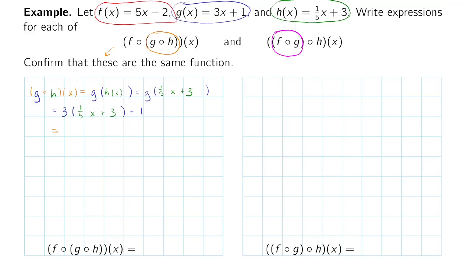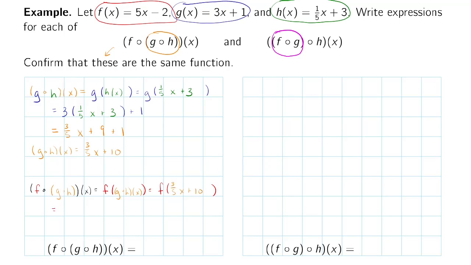And now I'm simplifying this and I'm thinking of the composed function g composed with h. So I'll distribute. 3 times 1/5 is 3/5. I'll have 3/5 x plus 9 plus 1. My composed function g composed with h of x is 3/5 x plus 10. Now I want to take that and compose it with f. So I'll take f composed with g composed with h of x. So that's going to be f of g composed with h of x. So I'm going to take my function f and apply it to 3/5 x plus 10.